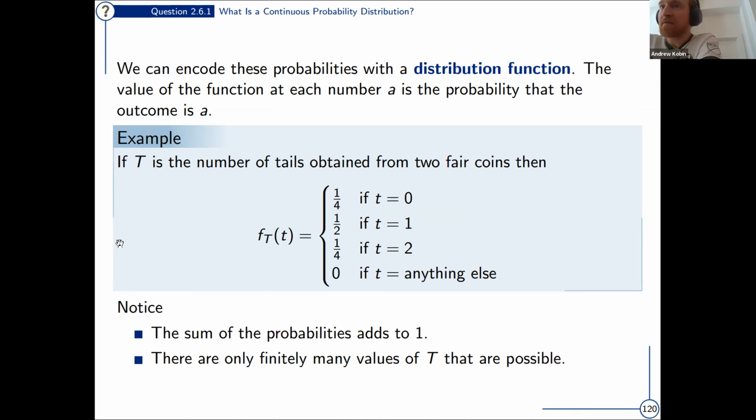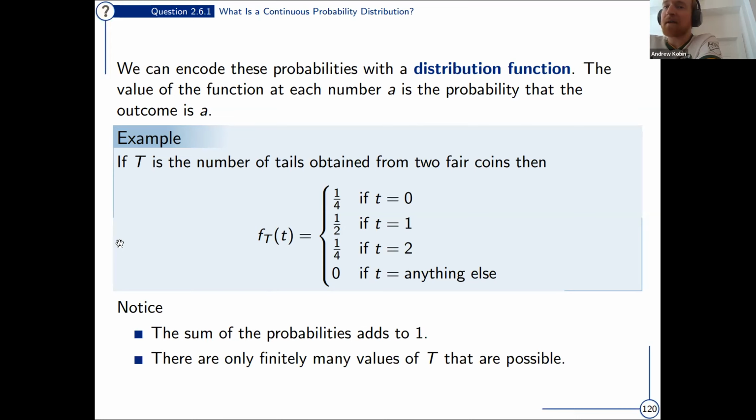Notice a few things about this distribution function. First, and maybe most importantly for us in this lecture, the sum of the probabilities, or the sum of the total values that this function spits out, adds up to 1. These outputs add up to 1. And that includes all of the zeros that we assign to any impossible T outcomes.